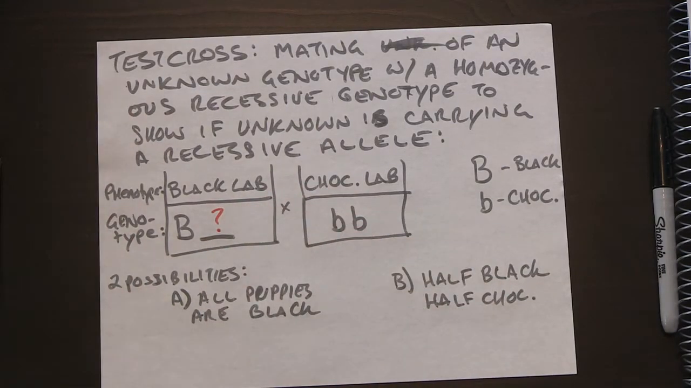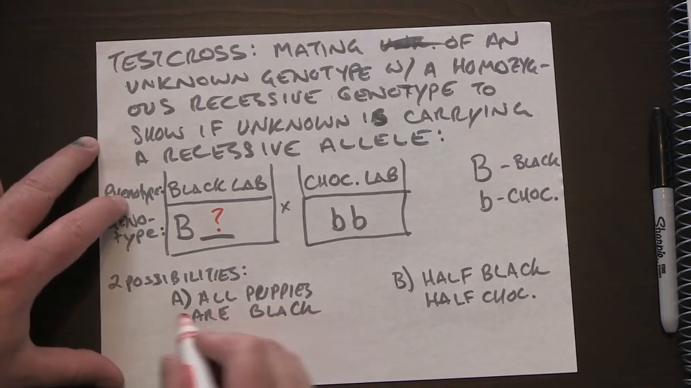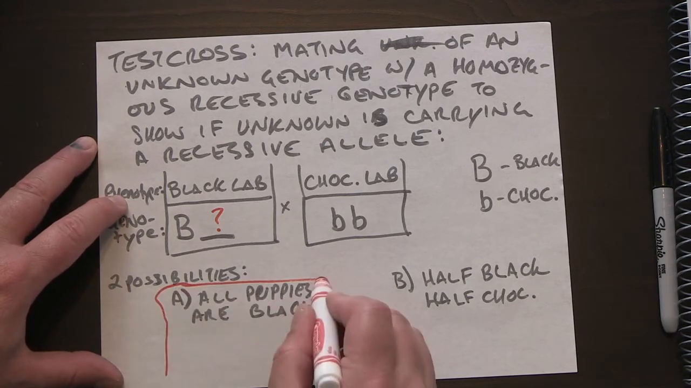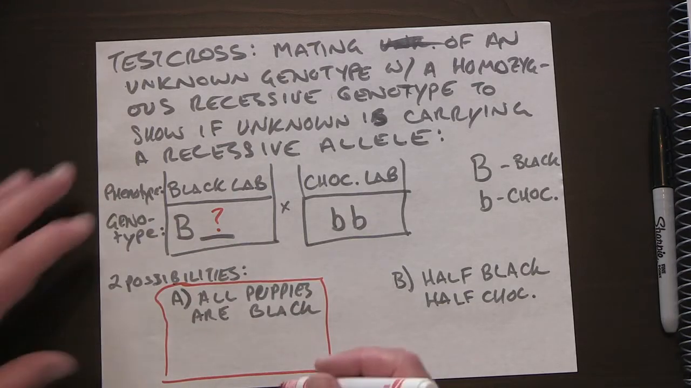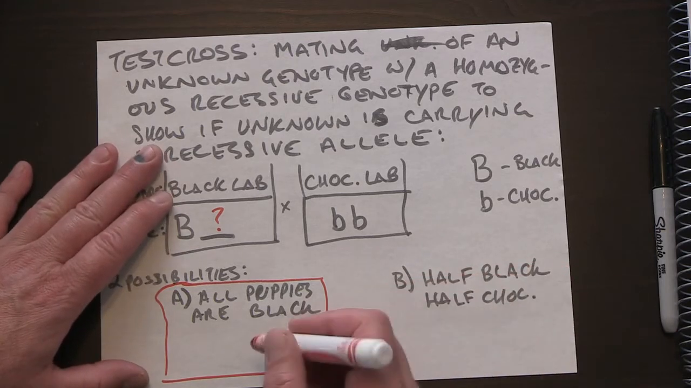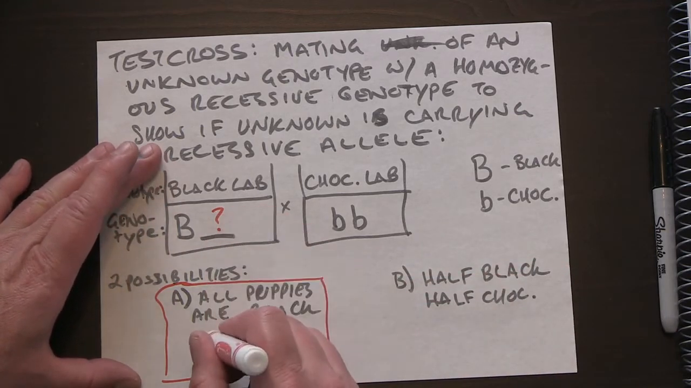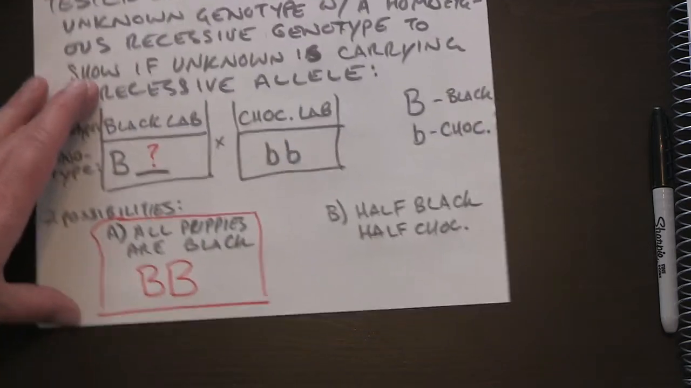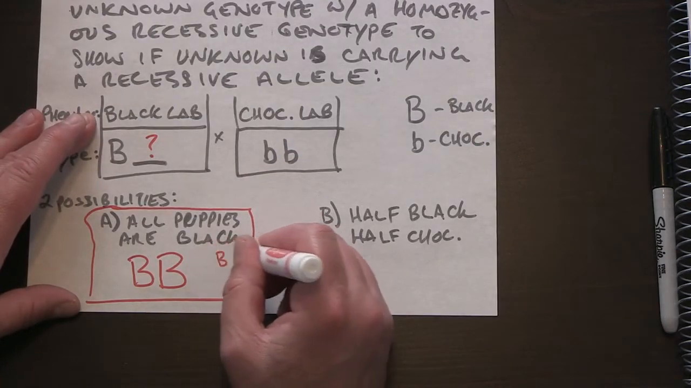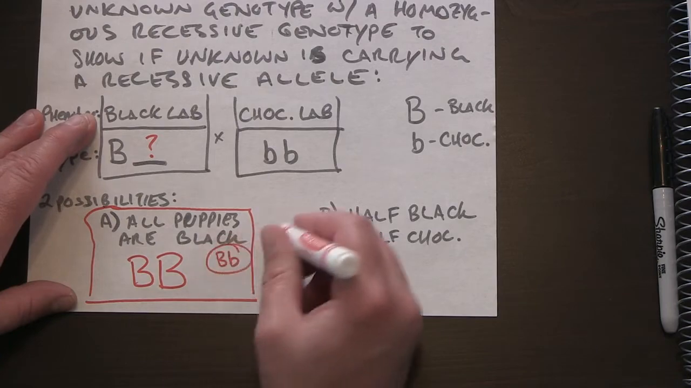What is the unknown genotype for that dog given possibility A? Anyone know? It means that this parent is probably big B, big B, meaning all the puppies are going to be big B, little b. I'll show you how that works real quick.